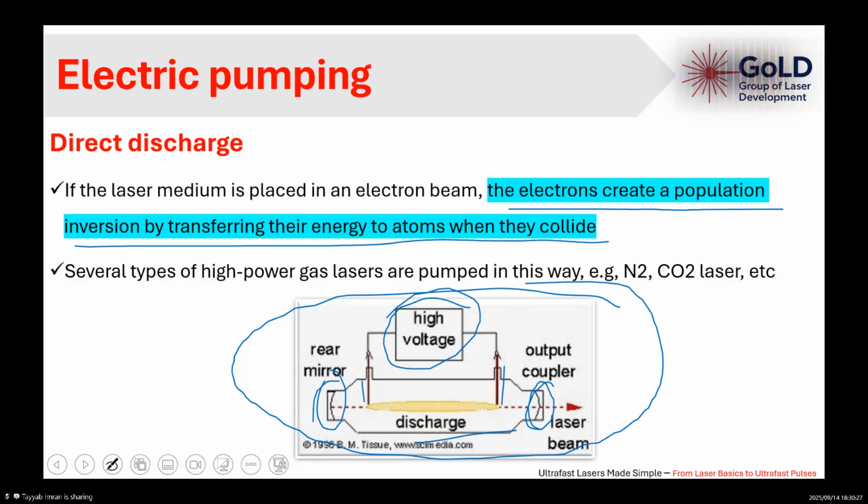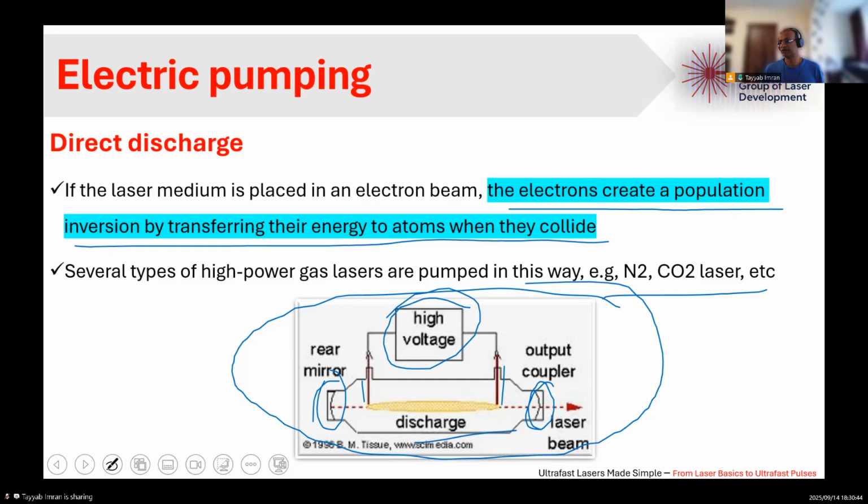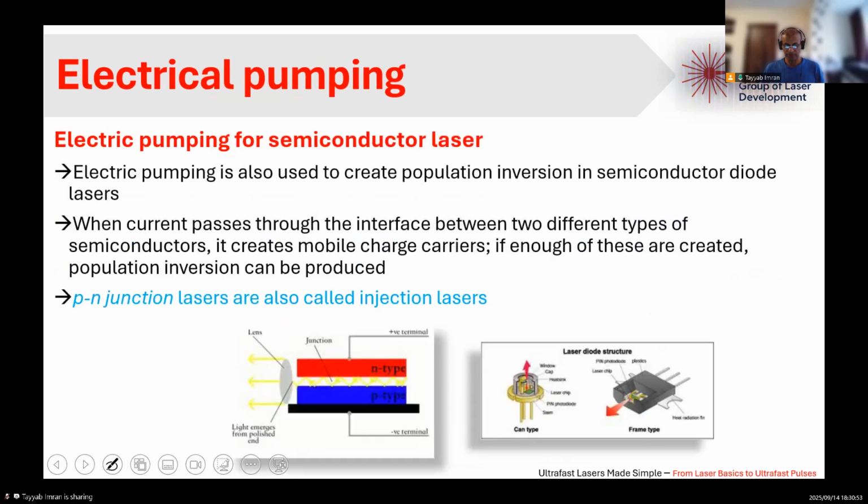But the detailed theory of electric pumping is not in the scope of this course. It involves certain processes, but I'm not going to mention them here. So different kinds of gases are there, nitrogen, carbon dioxide lasers, but the arrangement is like this. And this is the electric pumping way.